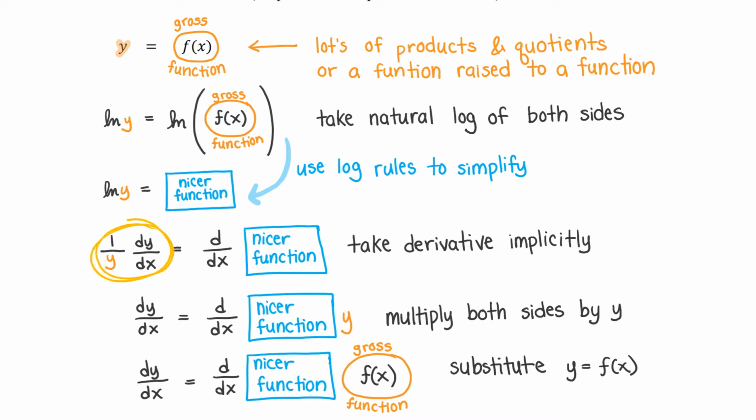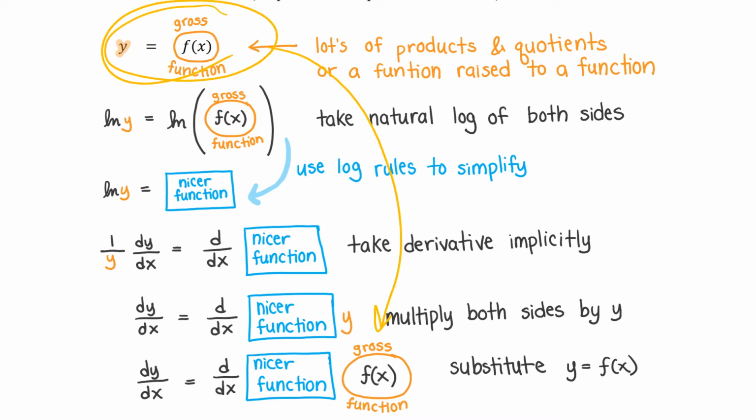So we have 1 over y times dy dx when we take the derivative of that natural log of y. And that comes from chain rule. And then we have the derivative of this nicer function. Then we just have to make sure we're solving for dy dx. So we multiply both sides by y, and then we know what y is equal to. So we can substitute back in for y. And that's the process that we'll follow.